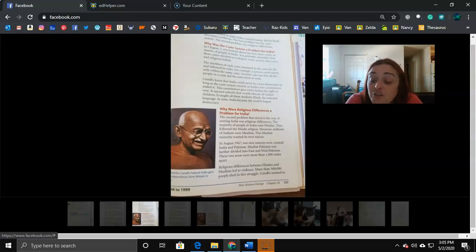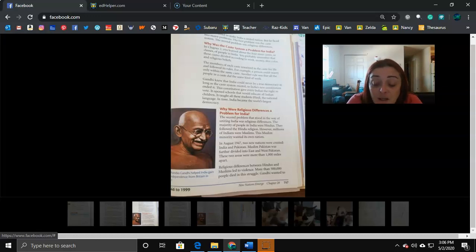Gandhi wanted to make India a united nation, but he faced two major problems. The first problem was the caste system. The second problem was religious differences. Why was the caste system a problem for India? In Chapter 2, you learned about the 4 castes or classes of people in India. You probably remember that these castes divided work according to work, money, skin color, and religious beliefs. The members of each caste remained in the caste for life and followed its rules. For example, a person can marry only within the same caste. Another rule was that the people in a caste did the same kind of work.